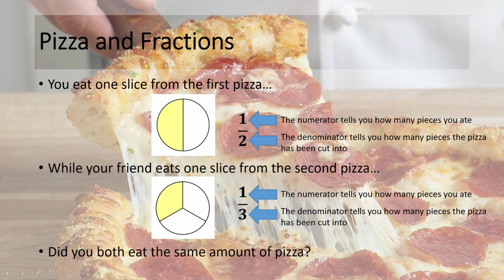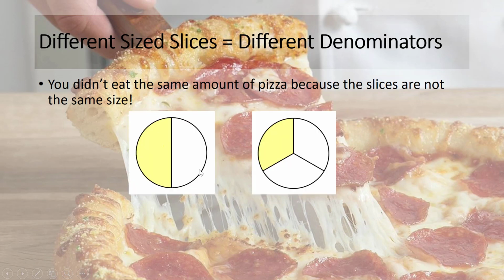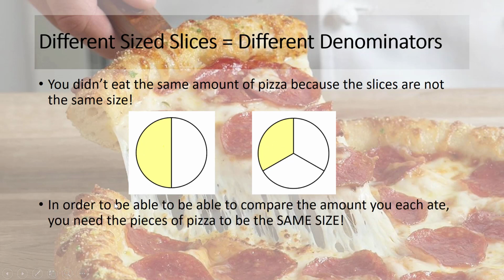So did you both eat the same amount of pizza? Pause this video, think about your answer, and then unpause it. You didn't eat the same amount of pizza because clearly, even though you each ate one slice, those pieces are not the same size. In order to be able to compare the amount that each of you ate, the pieces of pizza that you ate had to be the same size. It doesn't make sense to compare them when they're not the same size.